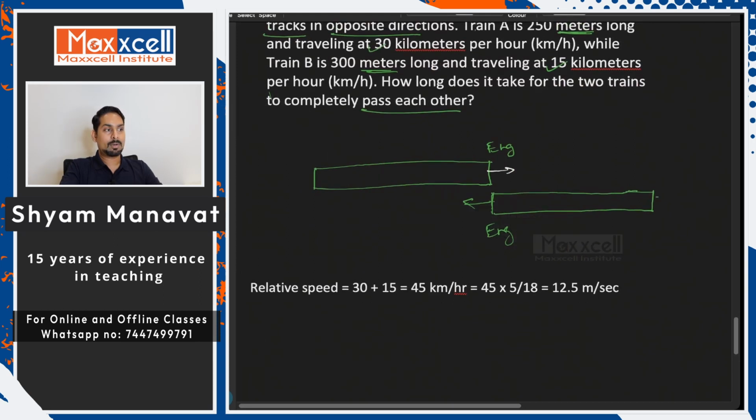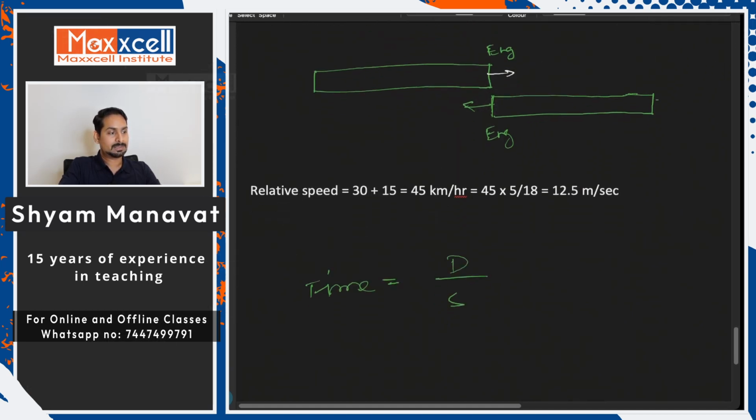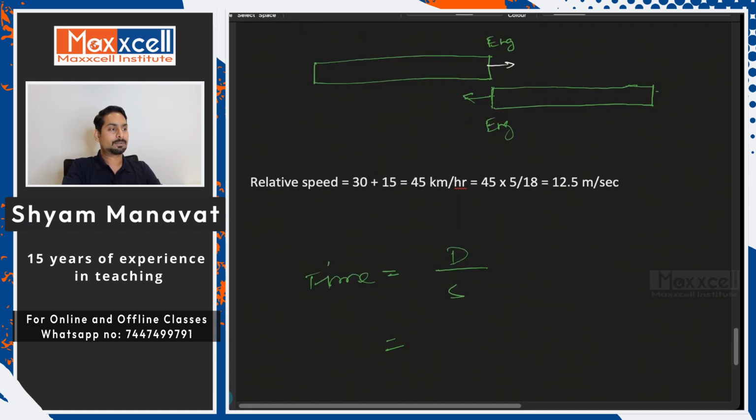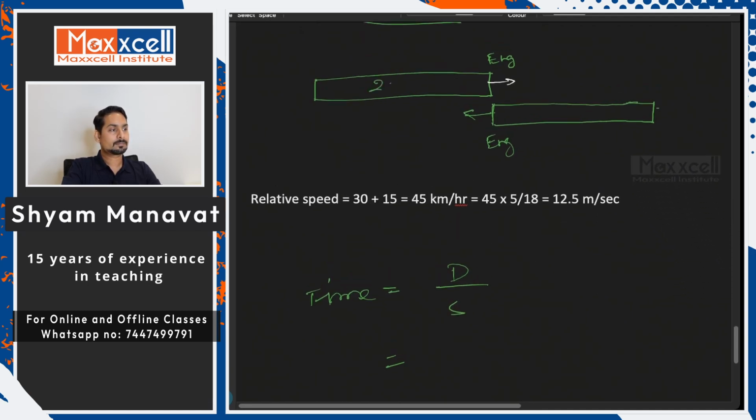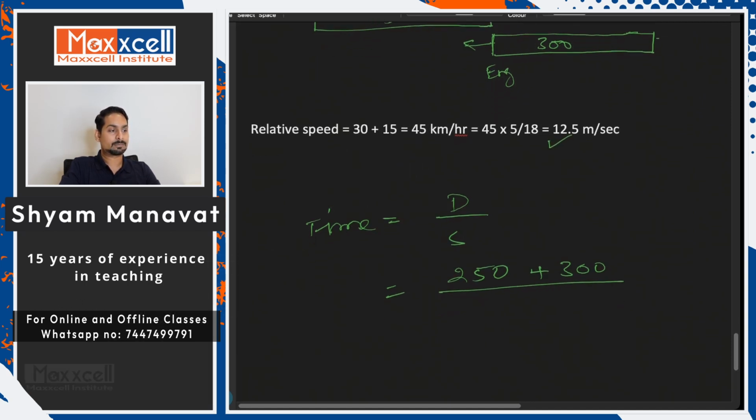What do we need to find out? We need to find how long. That means we need to find out time. So time equals distance upon speed. What is the distance they have to cover? They have to cover a distance which is the length of the first train plus the length of the second train. Because they are moving in the opposite direction, we'll apply relative speed, which we have already calculated. That is 12.5 meter per second.